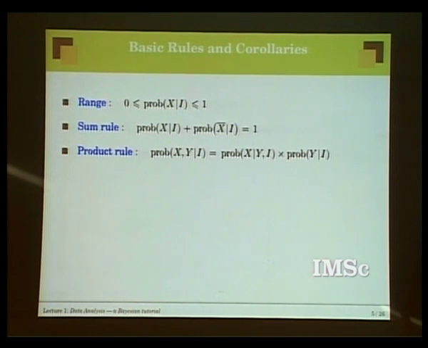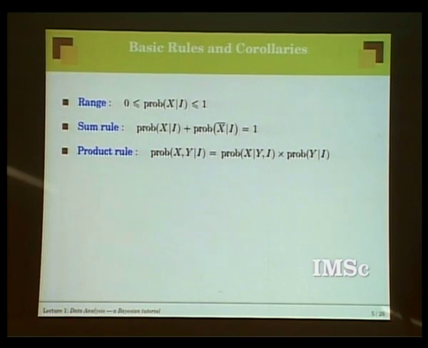So the probability of X is, by definition, a number between 0 and 1. If you assign it to be 0, then you are absolutely sure it's false. If you assign the number 1, then you're absolutely sure that it's true. And a number between 0 and 1 gives you different degrees of uncertainty. You have the sum rule that the probability that X is true plus the probability that X is false is equal to 1.